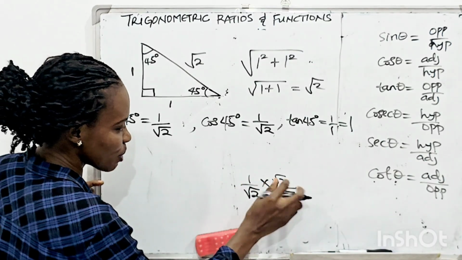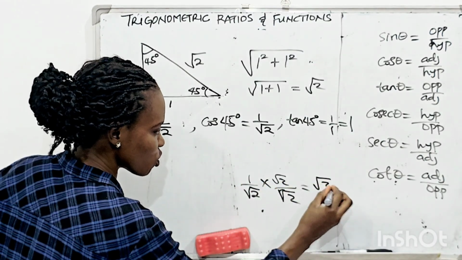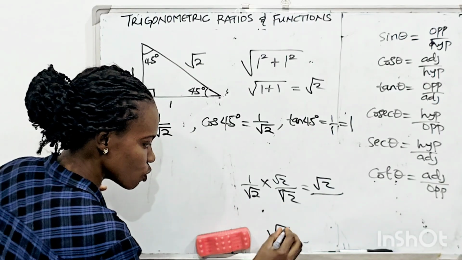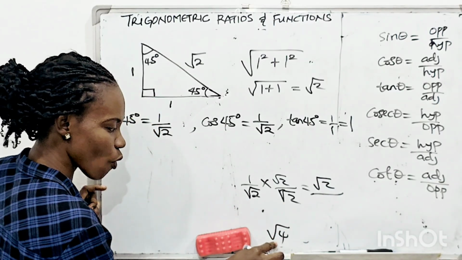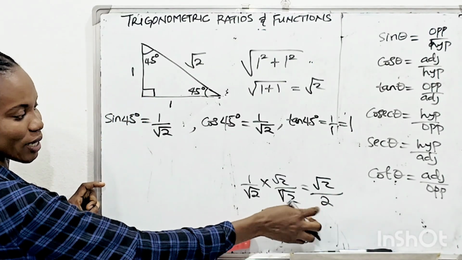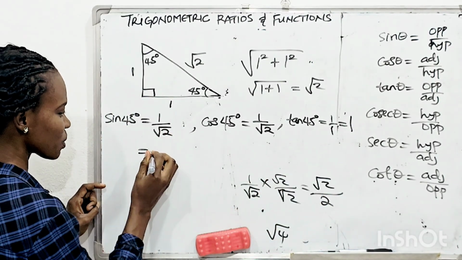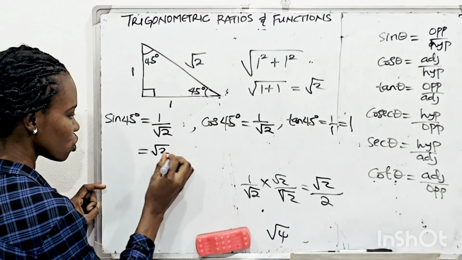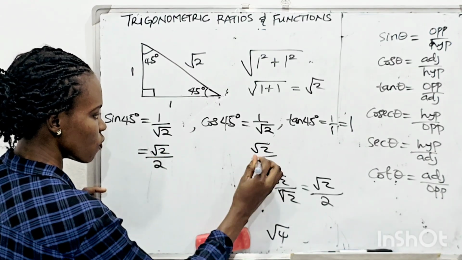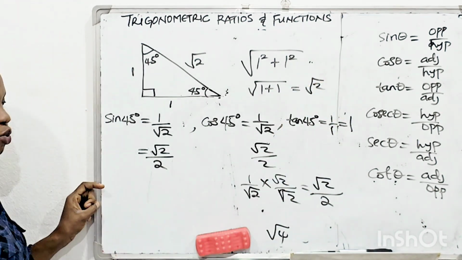So 1 times root 2 will give me root 2 all over. Root 2 times root 2 will give you root 4. And root 4 is equal to 2. You see, there is no longer a root down there. So this thing is the same thing as saying root 2 over 2. So I can call this one the same thing, root 2 over 2. This one is equal to 1.